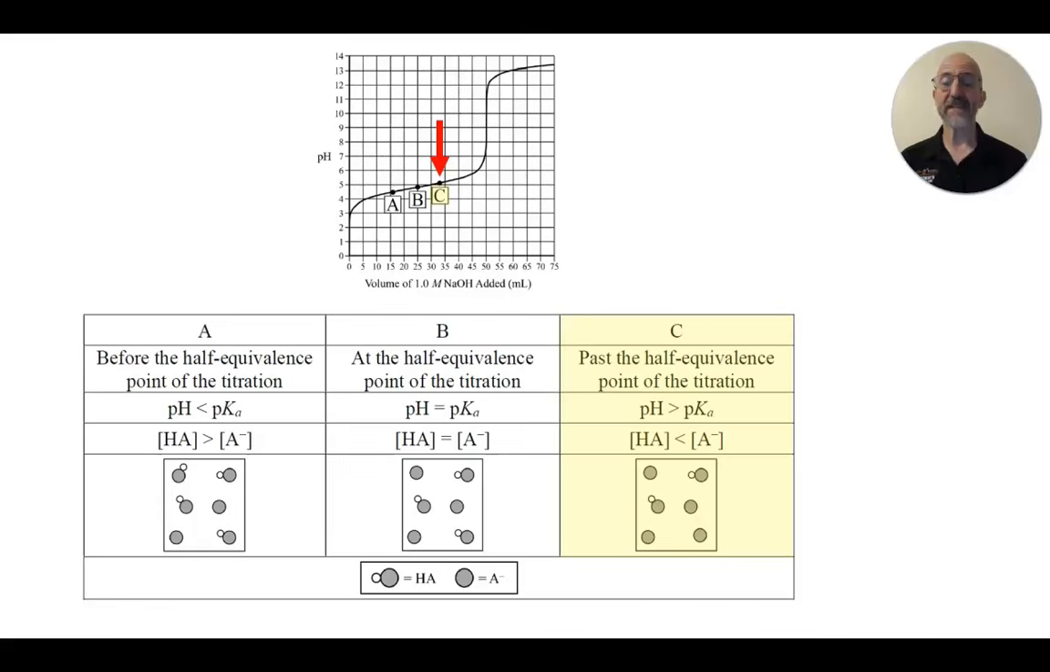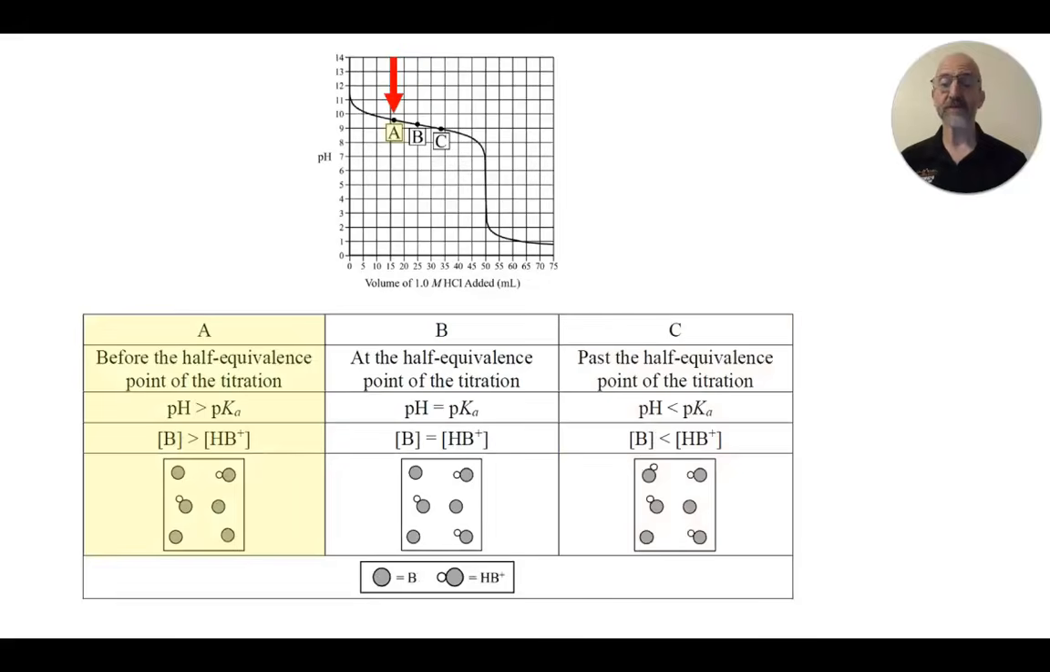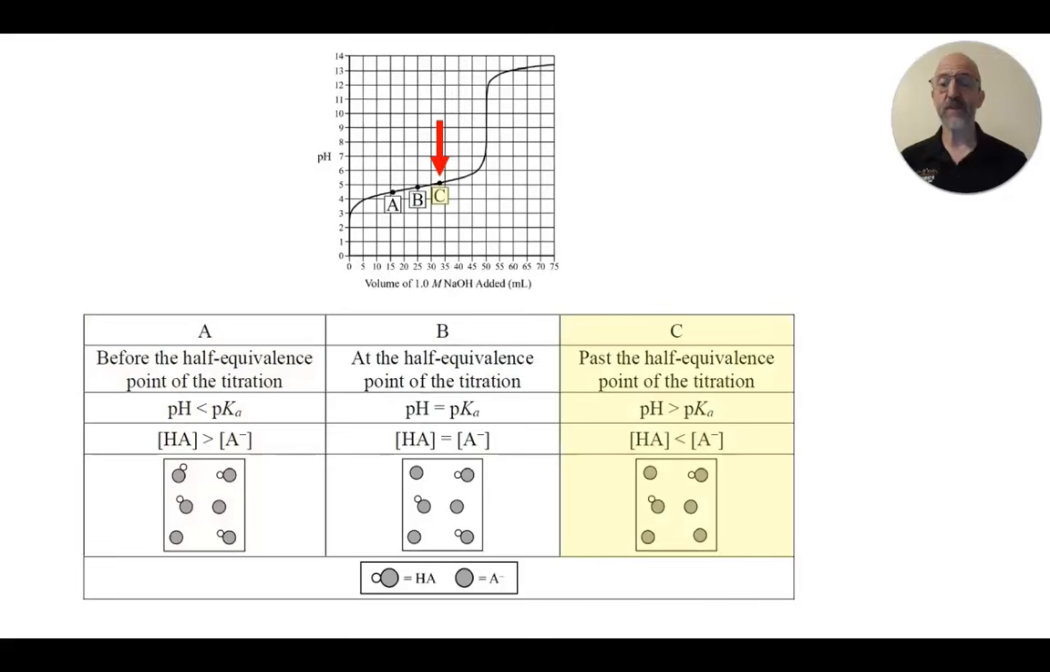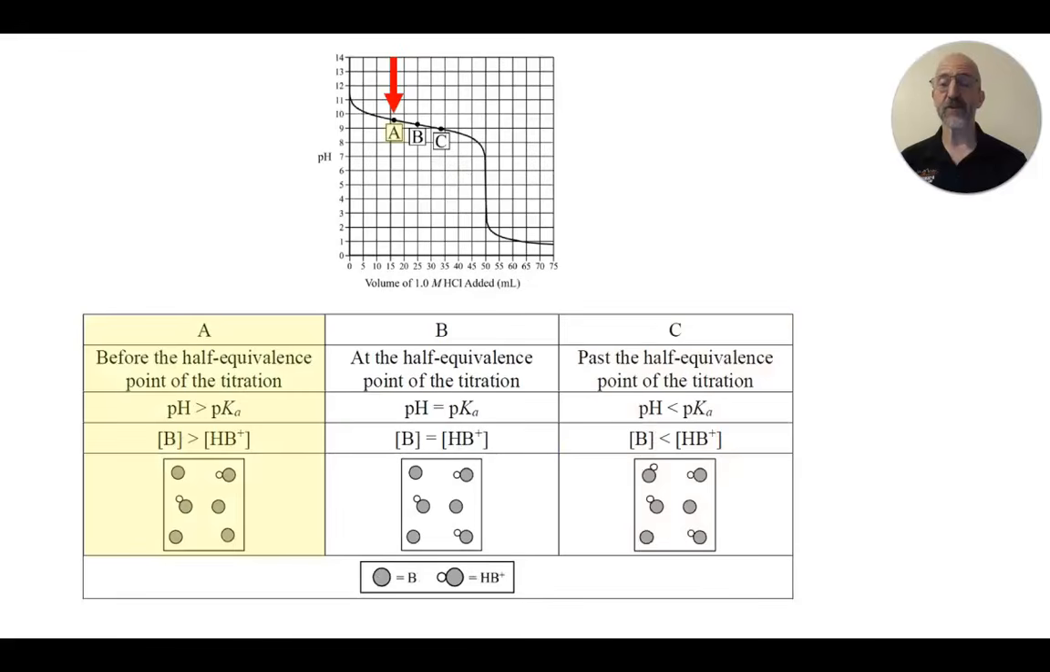What I'm going to do on the next slide is show you what happens if, instead of starting with a weak acid and titrating with a strong base, as shown in this titration curve, what if we start with a weak base and we titrate with a strong acid? Well, we still have the point before the half equivalence point, at the half equivalence point, and past the half equivalence point. But notice how, unlike the previous diagram where it was going pH is less, pH is equal, pH is greater than the pKa, now you can see it's sloping in the other direction.